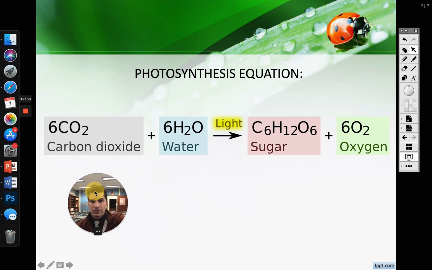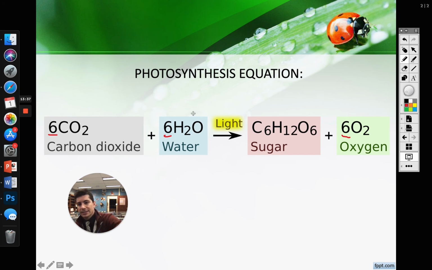Here is our photosynthesis equation, guys. We are going to start off with carbon dioxide. We are going to bring in some water, and then we're also going to have light as our catalyst or our energy source, and we are going to form sugar and oxygen. So if you notice, just to go over this, we have some numbers, some coefficients in the front of each of our molecules here. We have one on sugar, but we don't have one on the others.